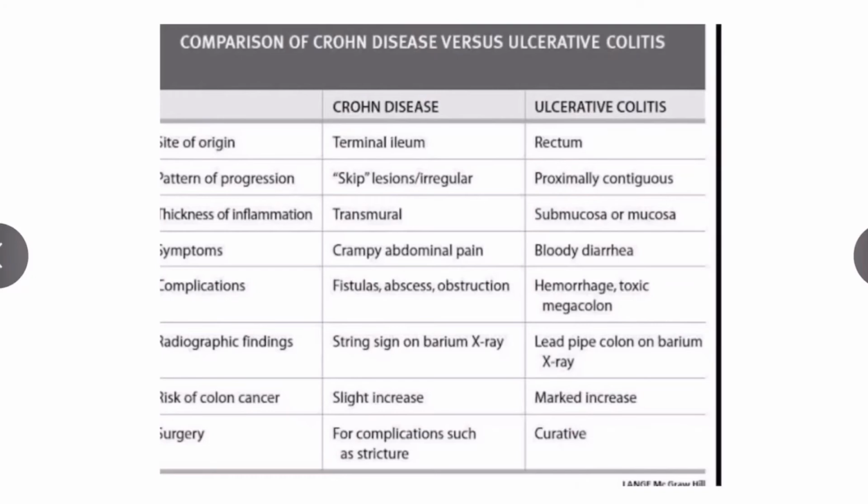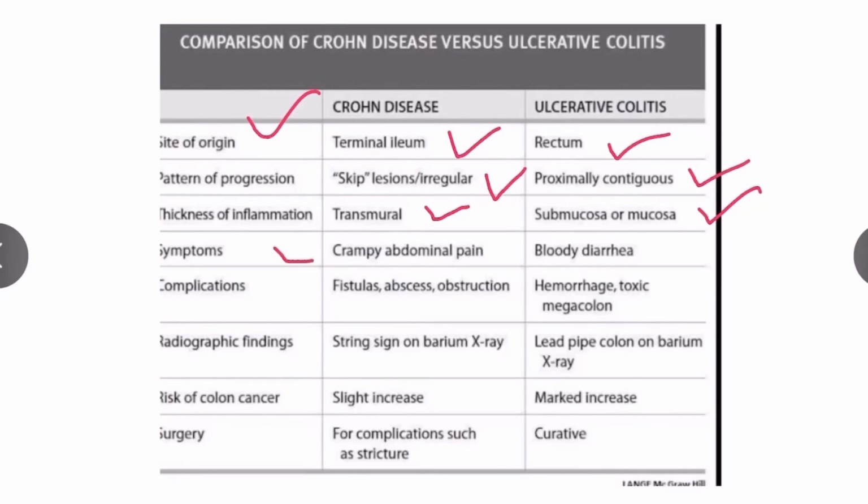Look, site of origin: for Crohn's it is the terminal ileum, and here it is the rectum, the distal part. Then progression: Crohn's is a skip or irregular lesion, here it is a proximal continuous lesion. Thickness of inflammation: Crohn's is transmural, meaning it involves all four layers, and here it is the submucosa and mucosa only.